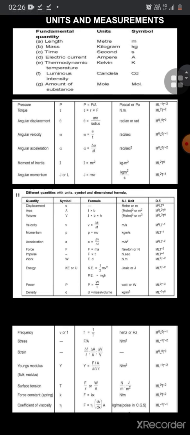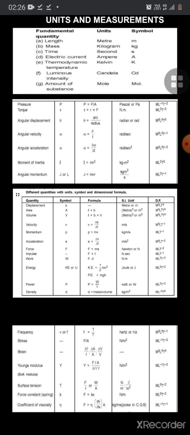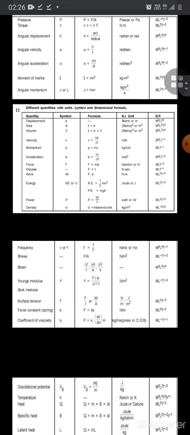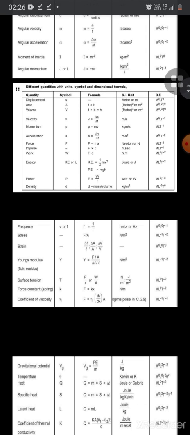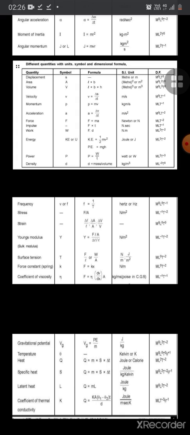derived. Simply, velocity v is equal to displacement by time. Here displacement and time are fundamental physical quantities. By substituting displacement and time units or dimensional formula, we can get the velocity dimensional formula. In the same way, the acceleration dimensional formula can be obtained by substituting velocity and time dimensional formulas in a is equal to v by t. Similarly, force, work, all the derived physical quantities can be obtained from the fundamental physical quantities.